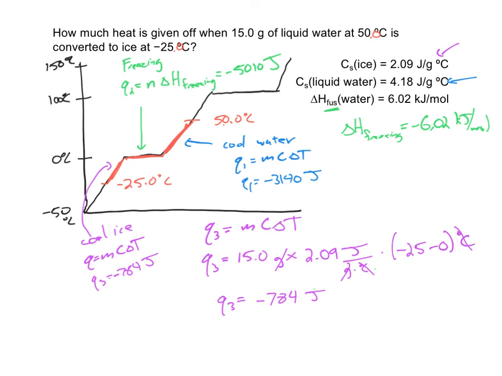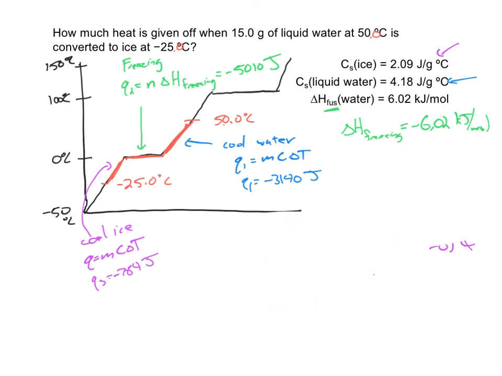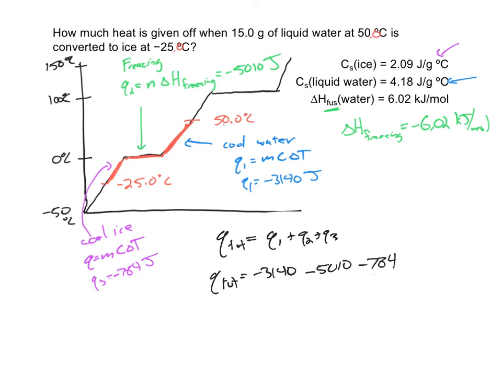And so to finish this problem, I just need to add up the 3 Q's from these different steps. And so I'm going to call that the total heat, which is going to be negative 3140 minus 5010 minus 784. And because I only know those first two to the tens place, I need to report my answer as negative 8930 joules.